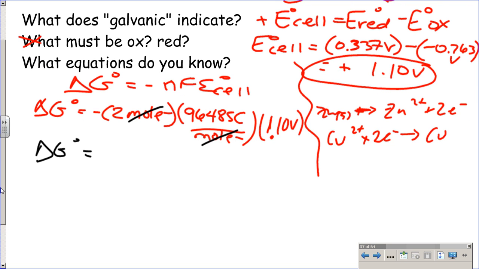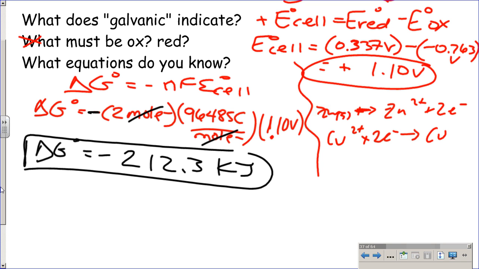So delta G is negative 212.3 kilojoules, because I went ahead and divided by 1,000 here. So what does that tell you about the reaction? It's spontaneous, and it was galvanic, so it was supposed to be, right? You can always check your values in your math. All right, going on.